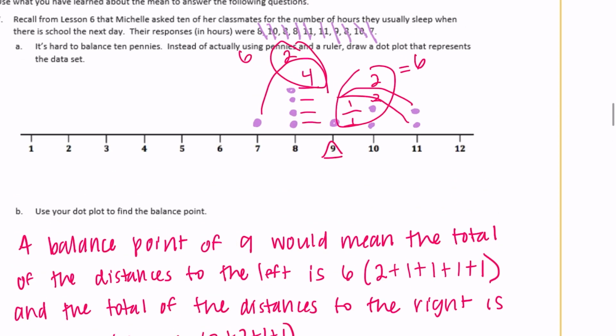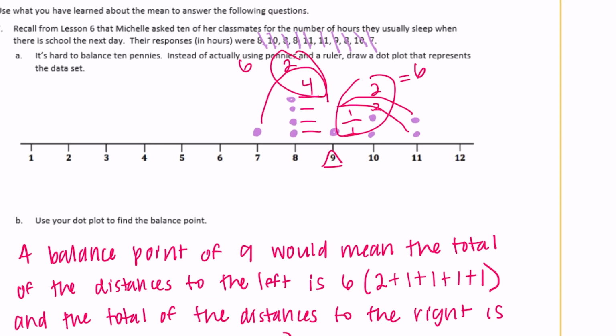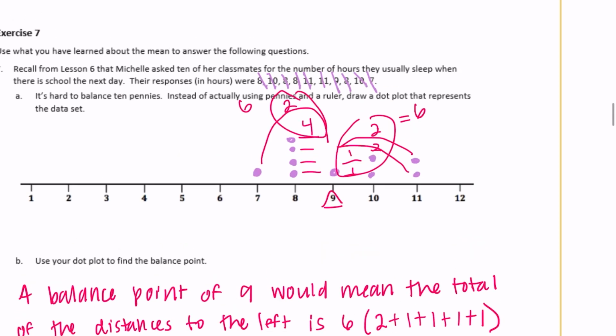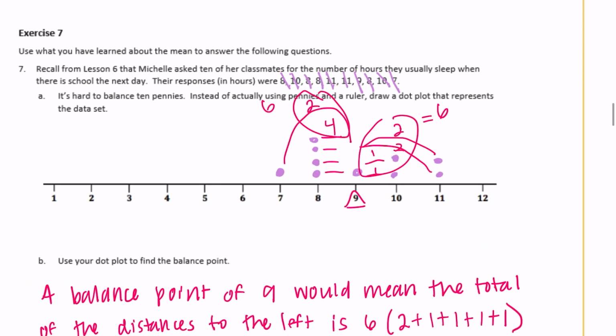So there are some different ways that you can find balance points using things like rulers or dot plots, and eventually we're just going to start finding the mean by using the formula.